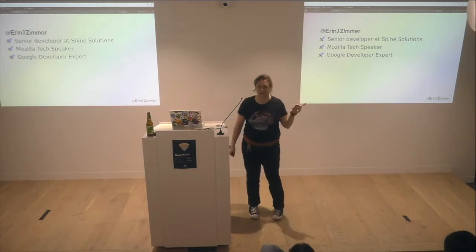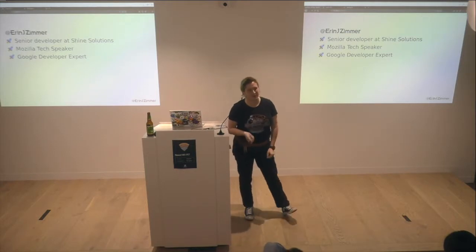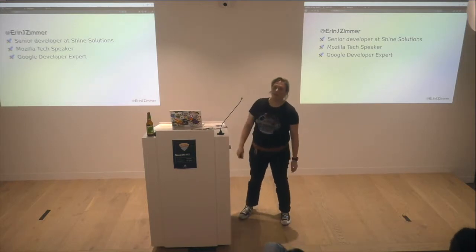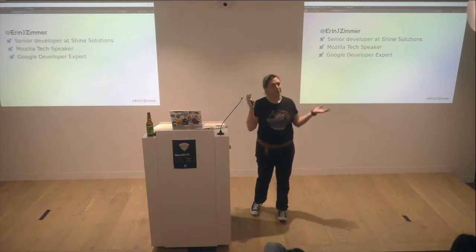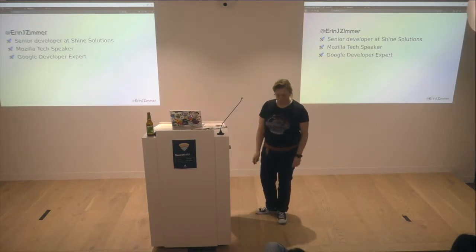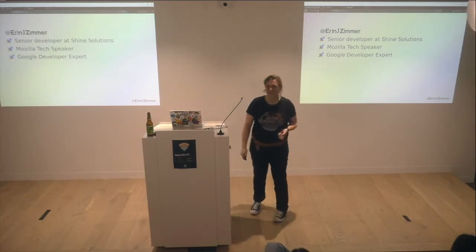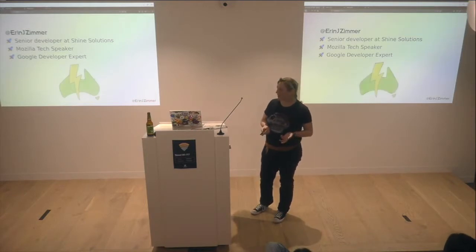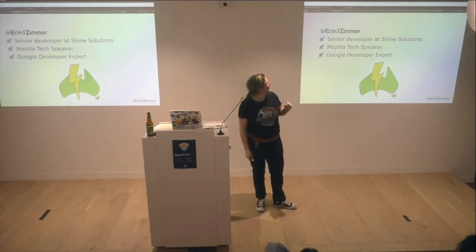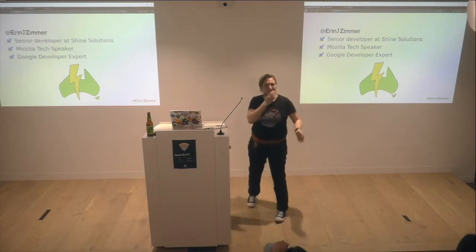I'm a senior developer at Shine Solutions. I'm a Mozilla Tech Speaker and a Google Developer Expert in the area of web. And as part of my work at Shine, I consult at a large Australian energy retailer. For some reason, they don't like it when I name them in my talks. So I call them the Unnamed Electricity Company, and I drew them a nice logo. I'm sure they would appreciate if they knew it existed. Oh shit, there's someone here from there today.